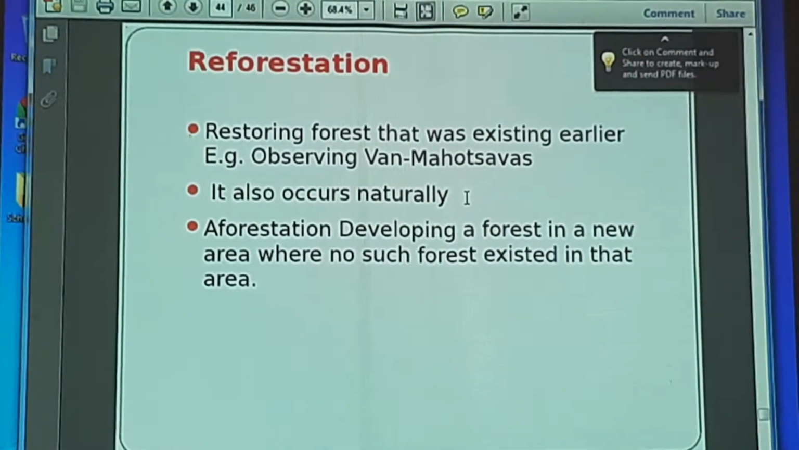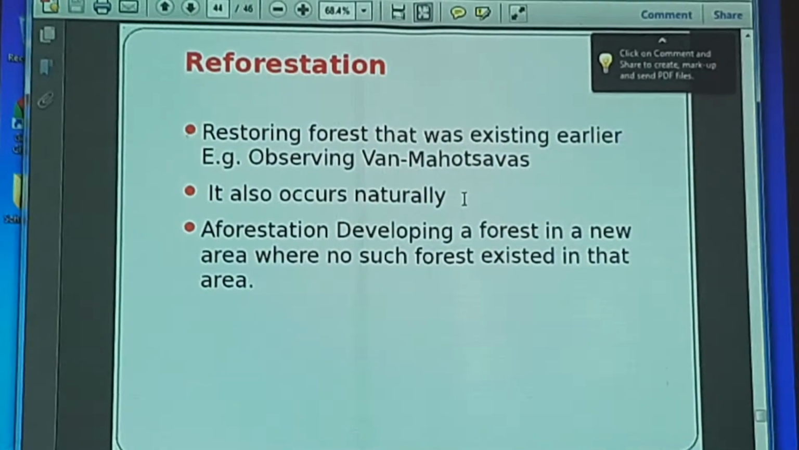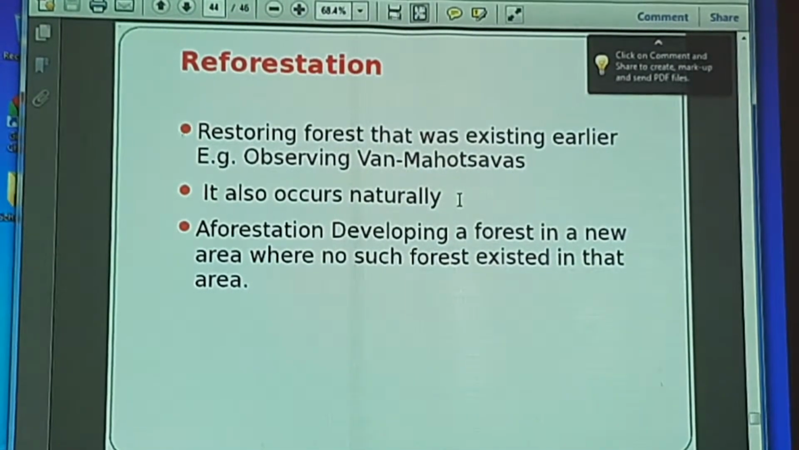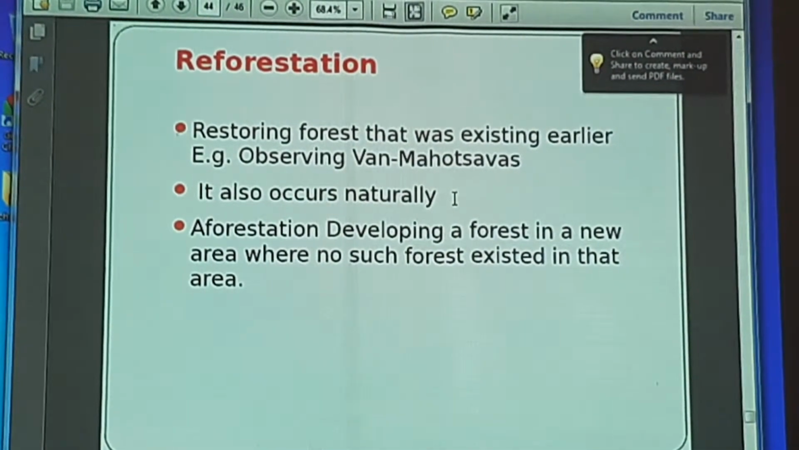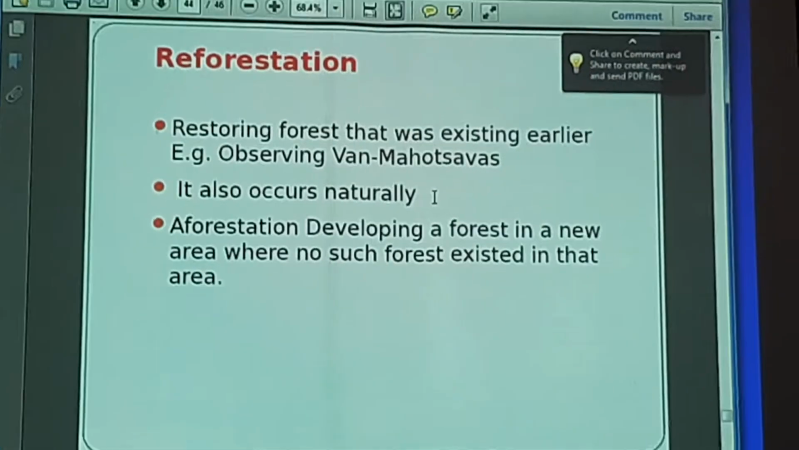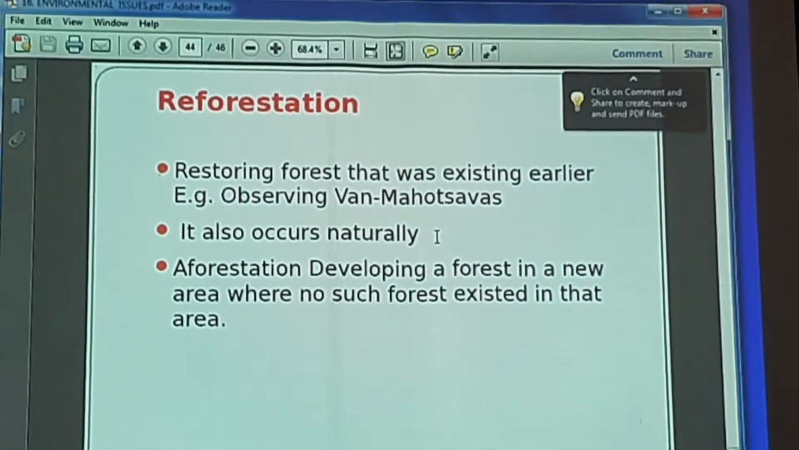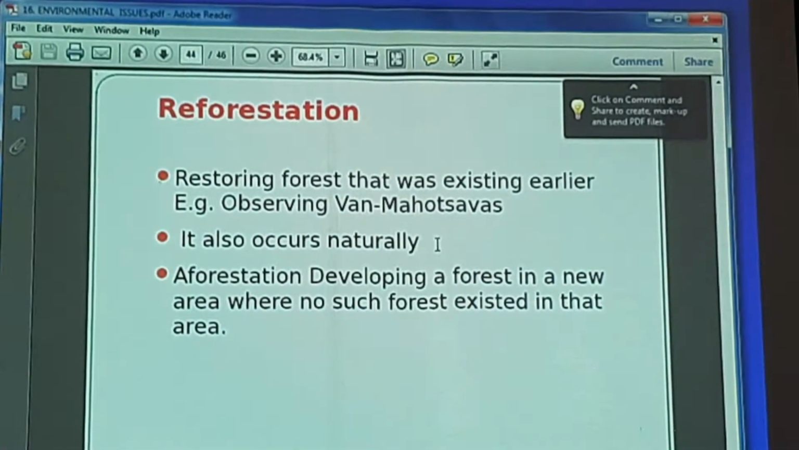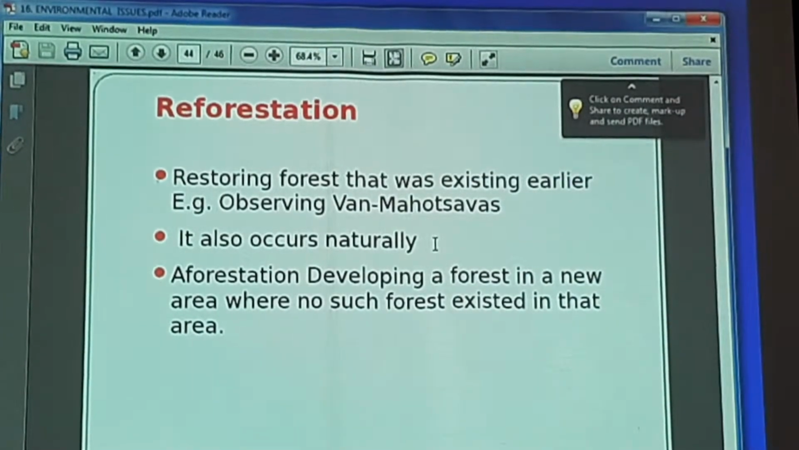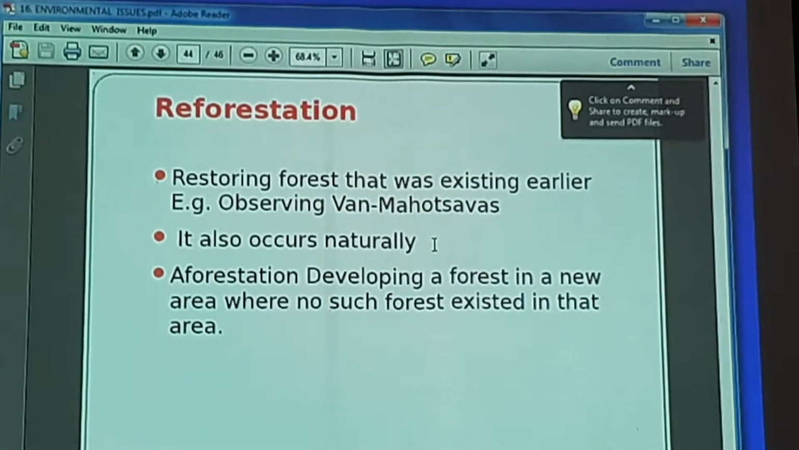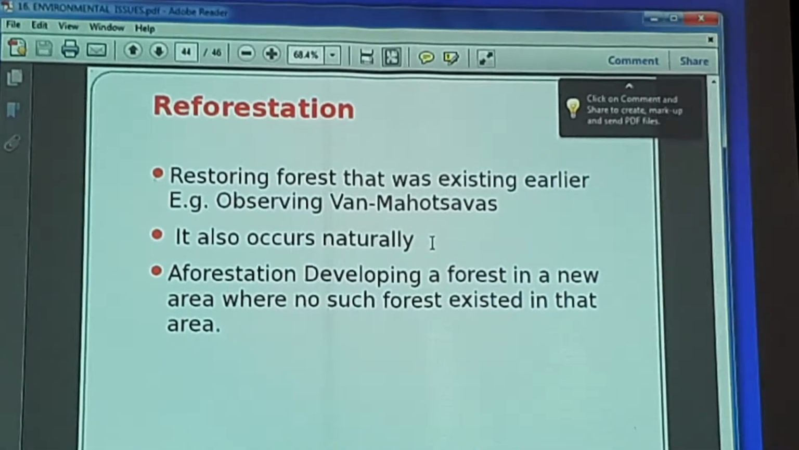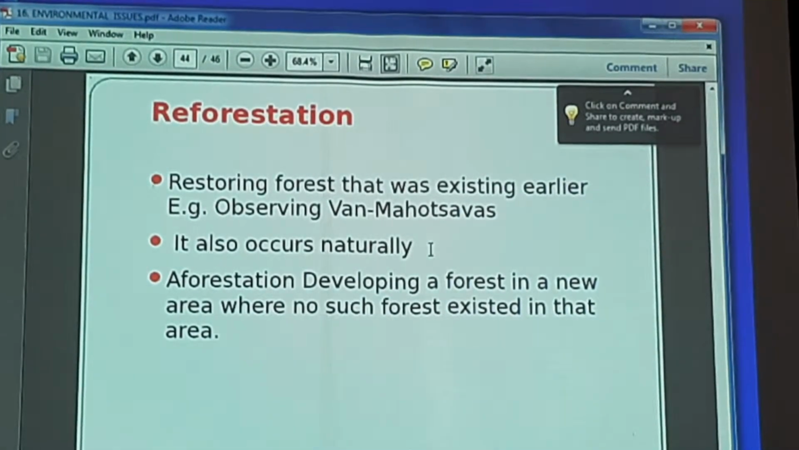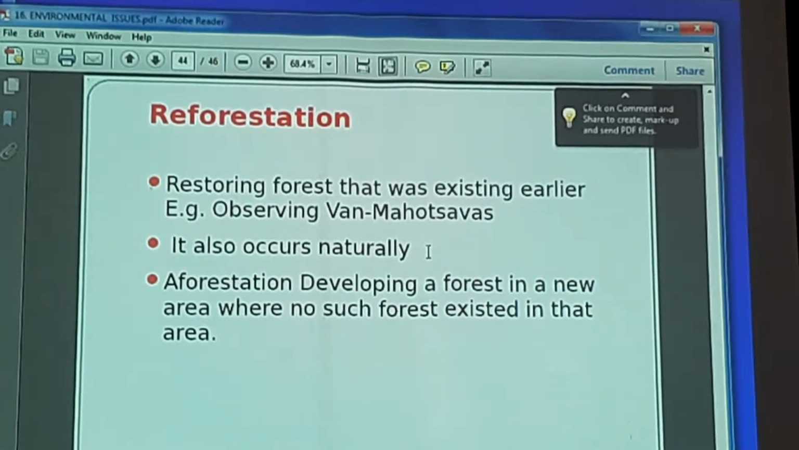Reforestation is restoring a forest where there was a forest existing earlier. Now you are again growing a forest. Van Mahotsava is one event where they plant a lot of saplings. Today there are other ways also. They put a sprouted seed in soil, make ball-like structures and throw them in the forest areas so that they can sprout. The soil and seed are already there, and they germinate and sprout. If they do it during the monsoon season, it is much more effective, as water availability will also be there.